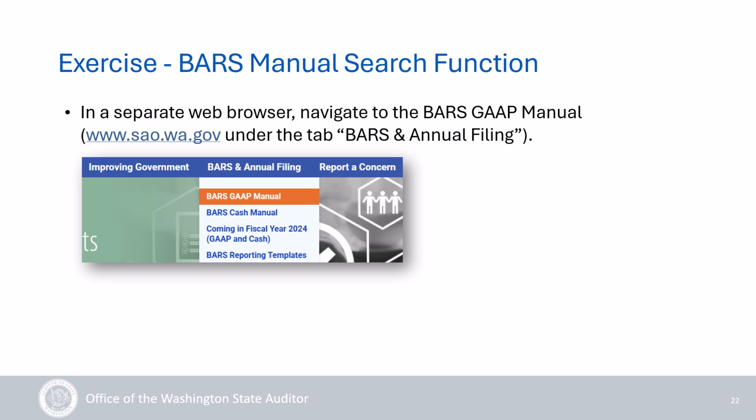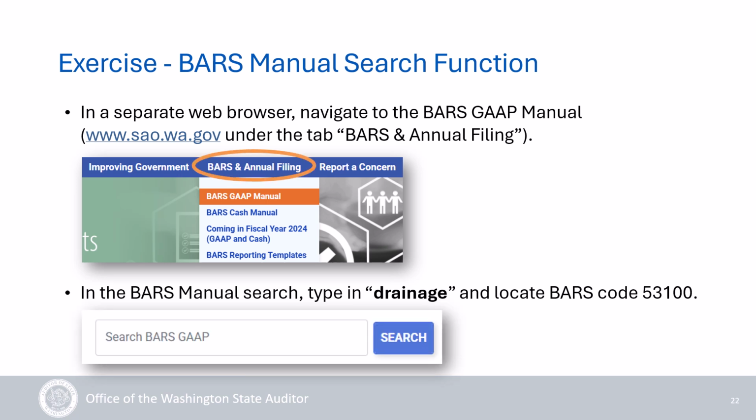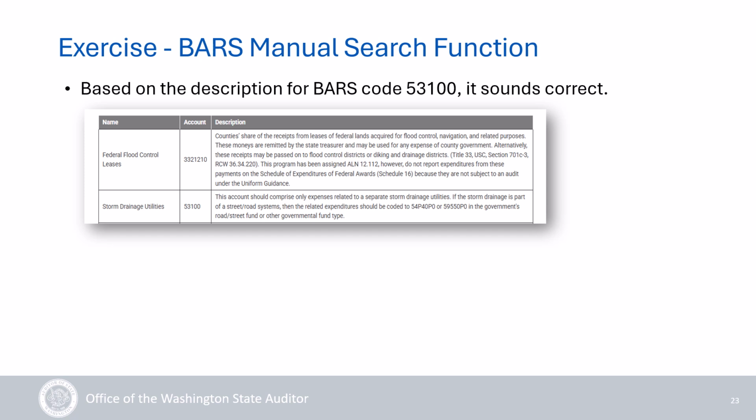So in the BARS manual search, we are going to type in drainage to see what search results we get. Once you search the term drainage, you should see BARS code 53100 listed in the search results. Based on the description, it sounds like the correct code to use for what we need to report. But how can you confirm it's valid for your specific government type?